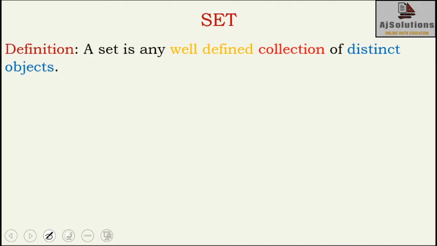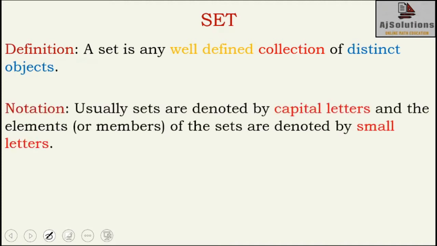And also you can see we have written the collection of distinct objects. Whenever we have a set, that set should consist of distinct objects. If there is repetition, we should remove that repetition. We should have each element exactly once in the set. Okay, so let's talk about definition, notation.